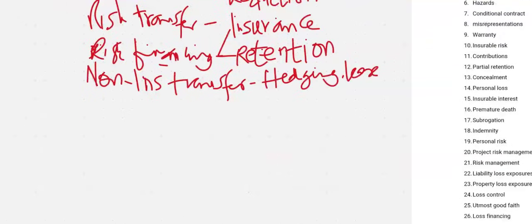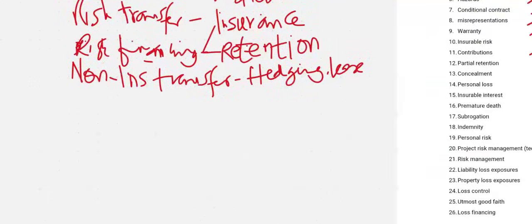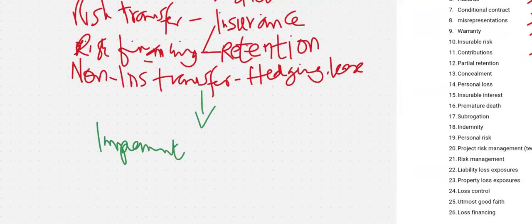Now, the next step: IASM. So we are on the I, right? The I says implement and monitor. So what do you implement? You implement the risk management technique. And what do you monitor? You monitor the risk. You monitor the technique you have implemented, whether it's able to achieve the stated objective.